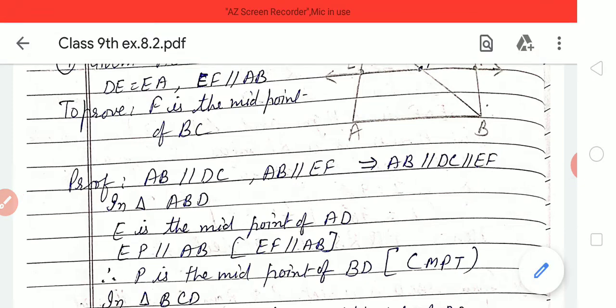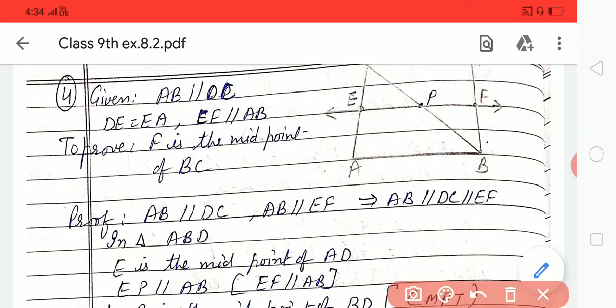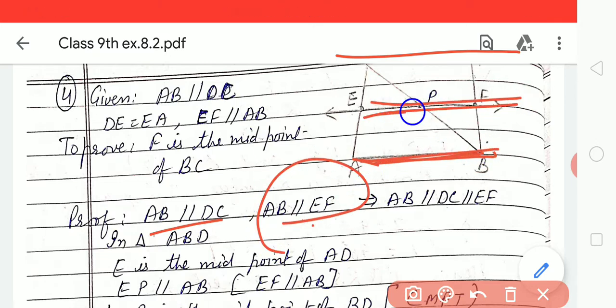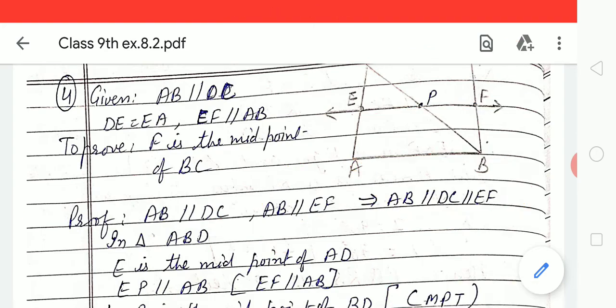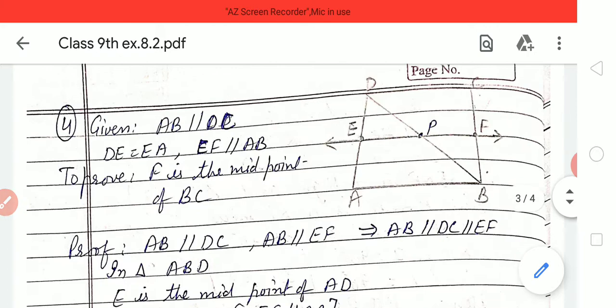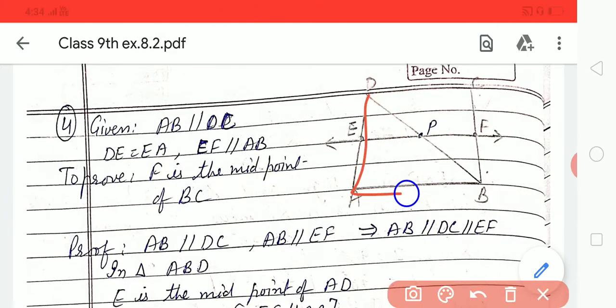You can see in the figure here your AB is parallel to DC. AB and DC are parallel, right? AB and EF are also parallel, so we have AB parallel to EF, EF parallel to DC, so you can say that all are parallel sides. So come to the triangle ABD. Now come to the triangle ABD. You can see here, this is your triangle ABD.